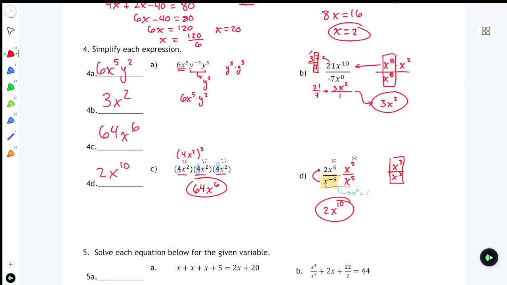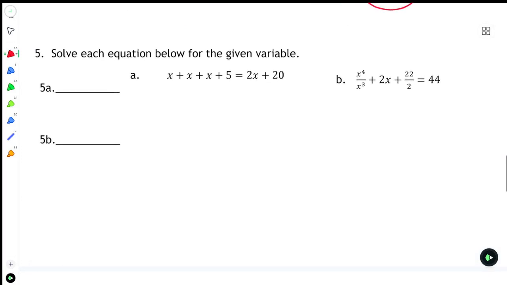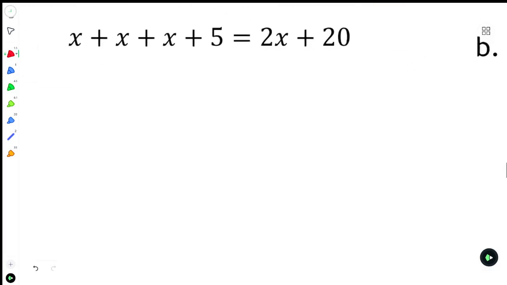All right, let's move down to part 5. 5 has 2 equations that we are asked to solve. This looks kind of scary. Let's do part A first.